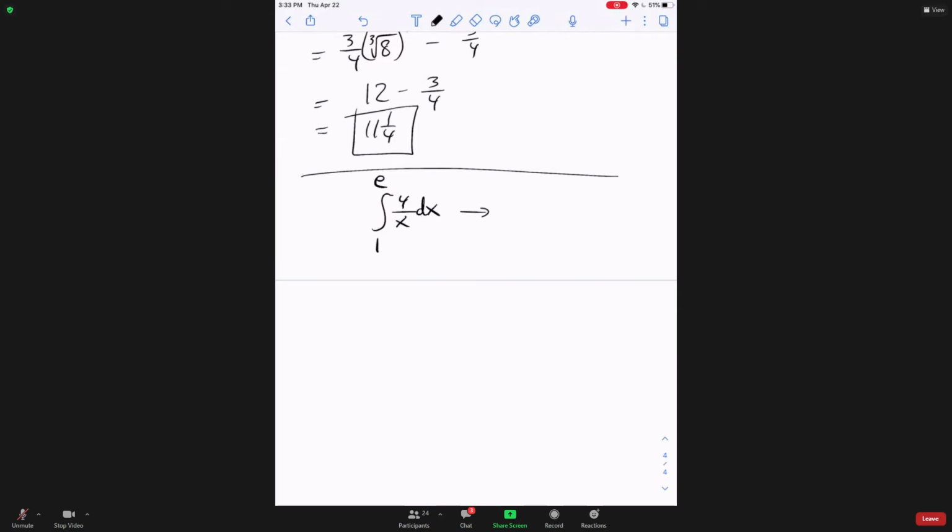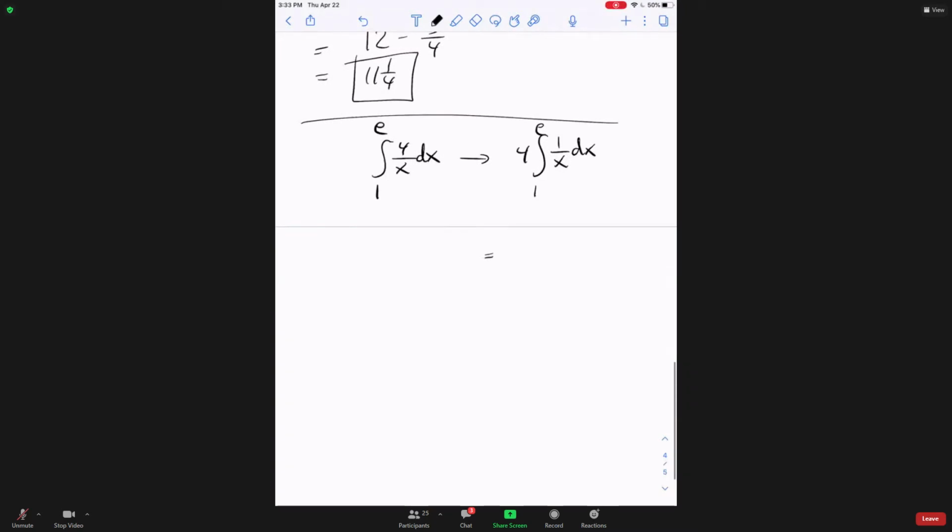You can always factor out a constant from an integral. So I can take the 4 completely out of the integral, but you can only do that with a constant. You can't ever take out an x, but you can take out a constant. Now, what's the antiderivative of 1 over x? ln of x, from 1 to e. Now, you could choose, do you want the 4 with the ln or without it? Doesn't matter. You could have the 4 completely factored out, or you could write it with the ln each time.